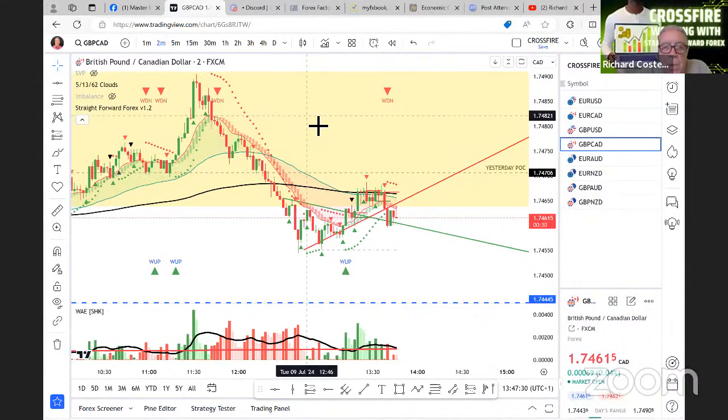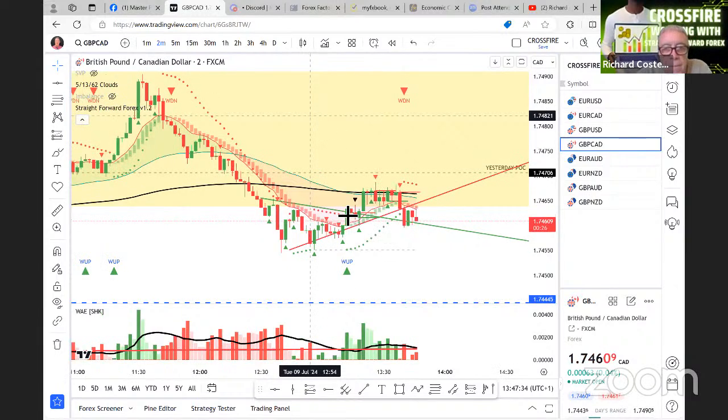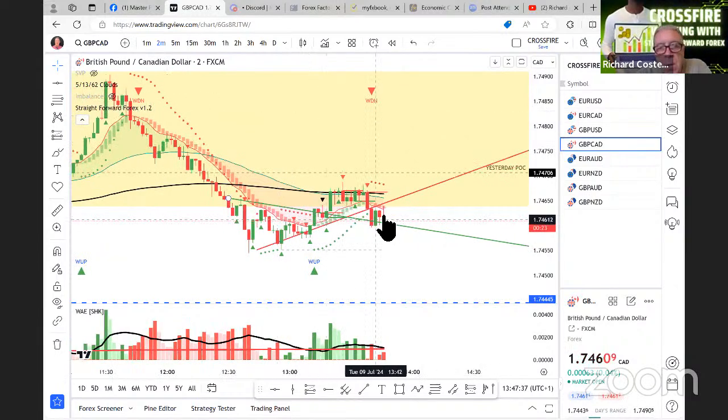So basically, on the 2-minute chart, we have got stuck in between the two trend lines again. And there's not really enough room to profit. If you took a trade from the red trend line down to the green line, there wouldn't be very many pips.